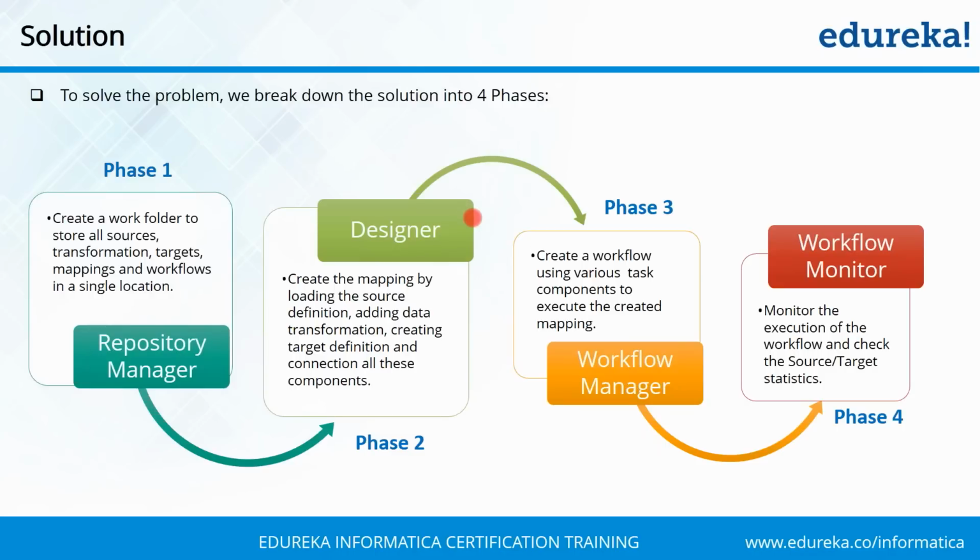Then we'll move on to look at the workflow manager. Here, what I'll be showing you is how to create a workflow and set the session properties for this workflow. And finally, we'll monitor the execution of the workflow and check the source target statistics. The source target statistics will help us understand the number of rows from the source that have been extracted, as well as the transformations that have been applied on them, and finally, how many rows have been stored in the target definition. So, are we clear with respect to the four different phases?